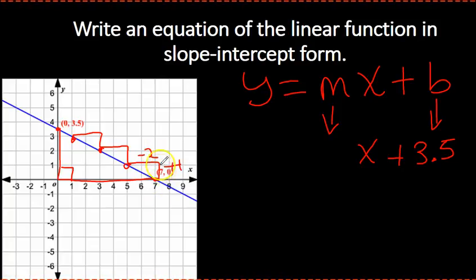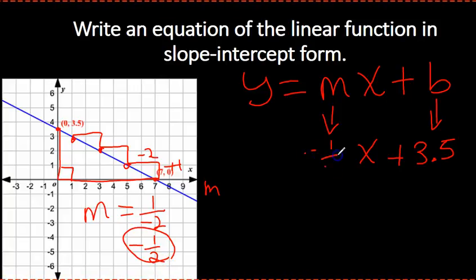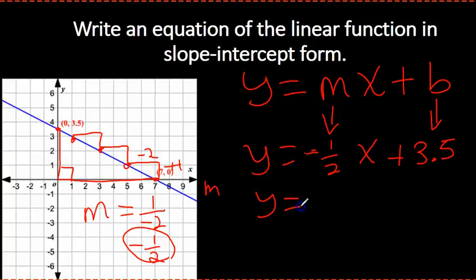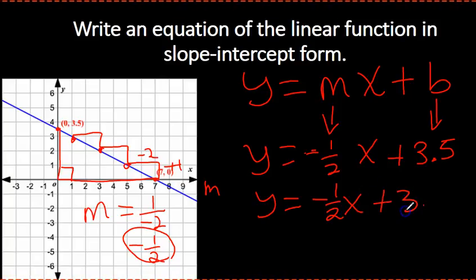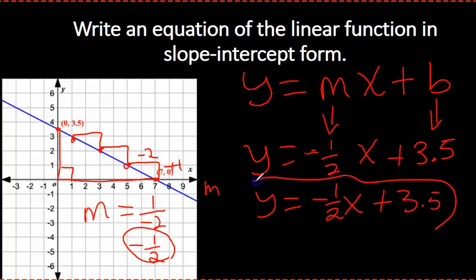Remember, this is for y. The change in y is up and down. So the slope, I'll write it here, is positive 1 over negative 2, which is negative 1/2. So that's the slope. We plot that in: negative 1/2 x. And we have our equation. You can write it more neatly: y equals negative 1/2 x plus 3.5. That's the equation they want you to write. Okay, done.